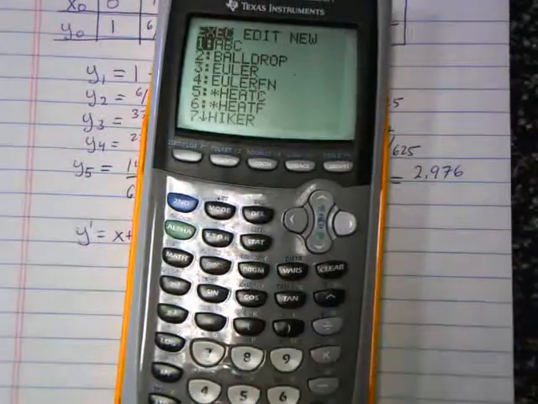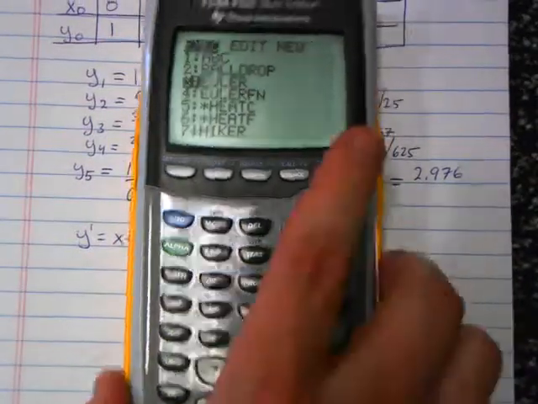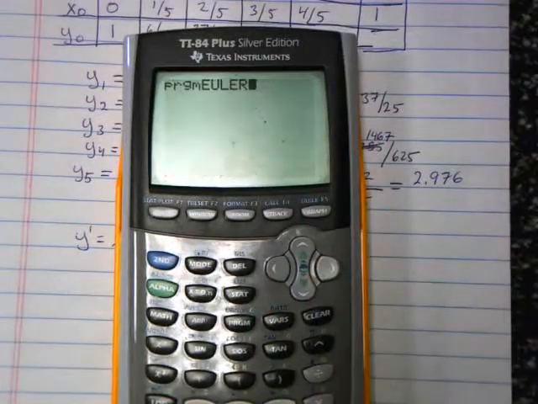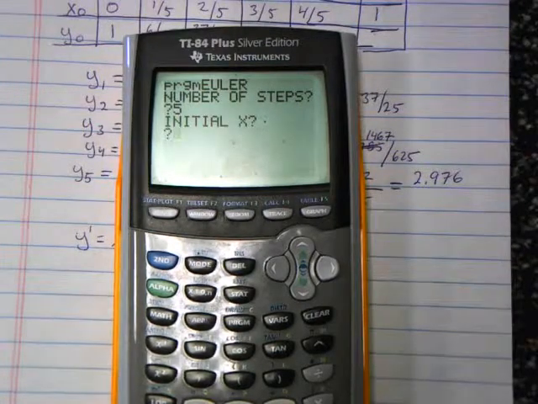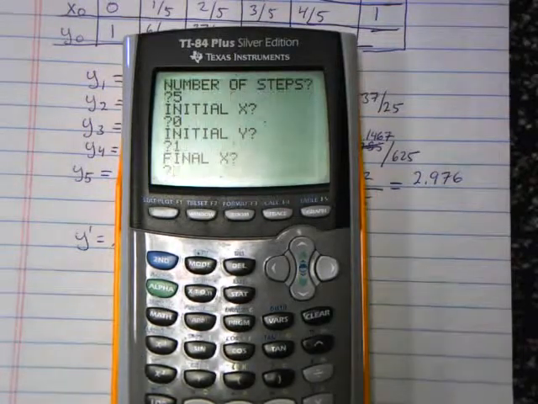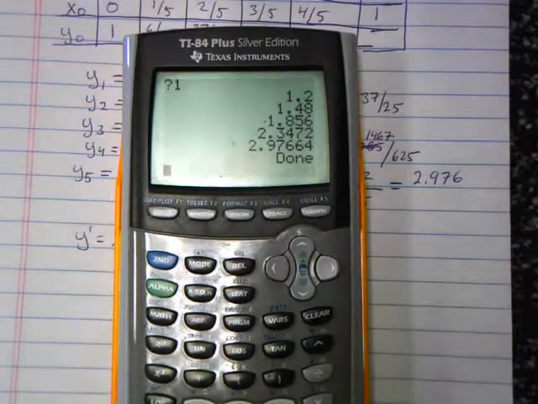If you write a program, what would you call it? Euler, maybe? And we want to do 5 steps, and we want to start at 0, and we want 1 and 1. Hey, look at that. I guess someone else already did it.